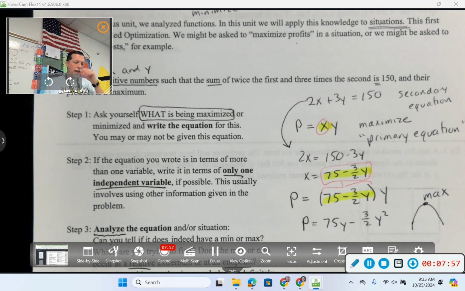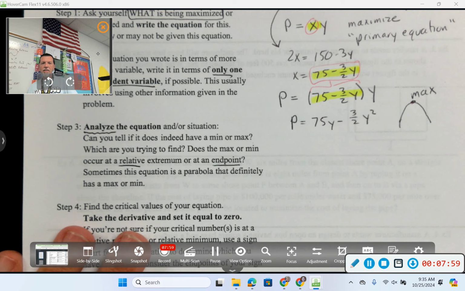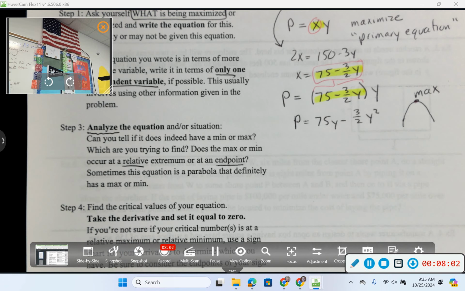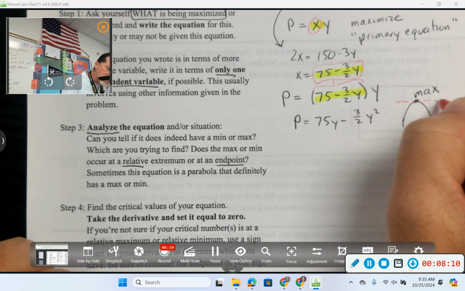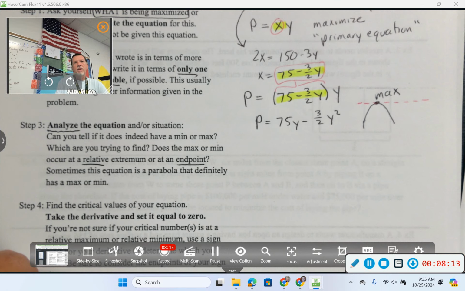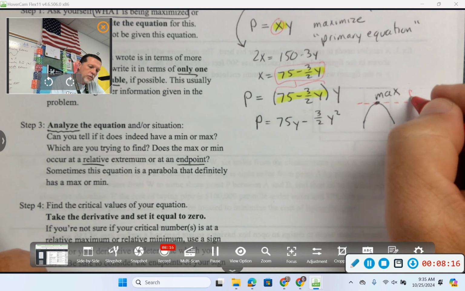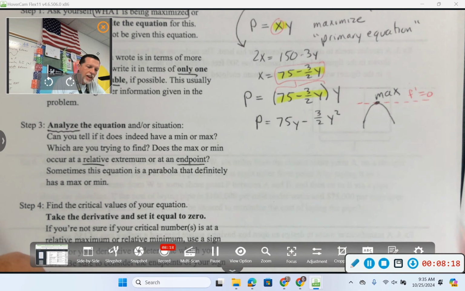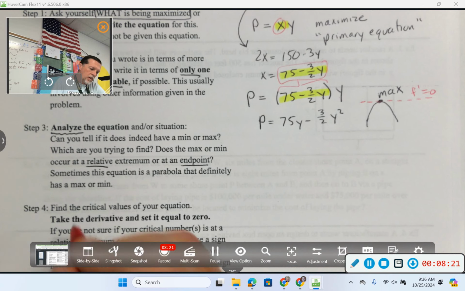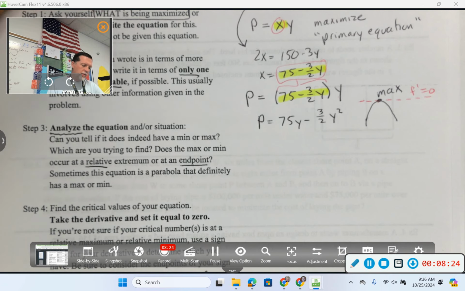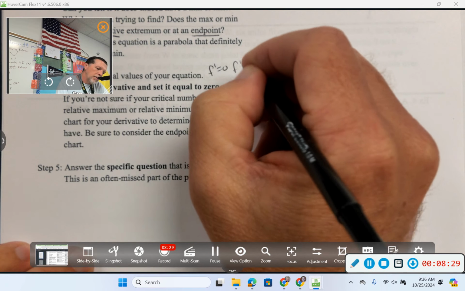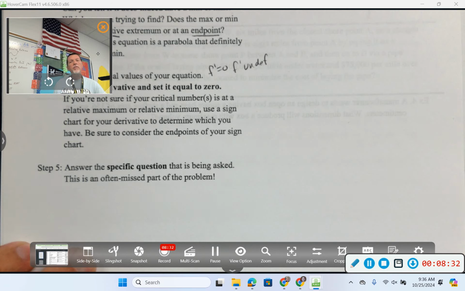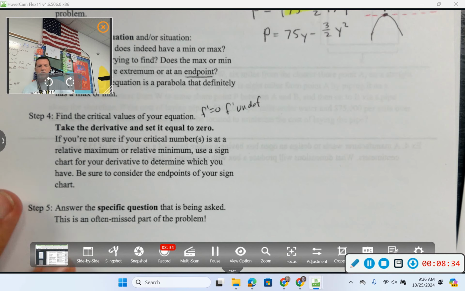All right, now here's where the connection comes in with what we were doing last test. Use a calculus word and tell me what's happening at maxes and mins. Zero slope, so f prime equals 0, or I guess in this case p prime equals 0. Step 4, find the critical values of your equation. So f prime equals 0 or f prime undefined. So I want to find those potential maxes and mins by taking a derivative.